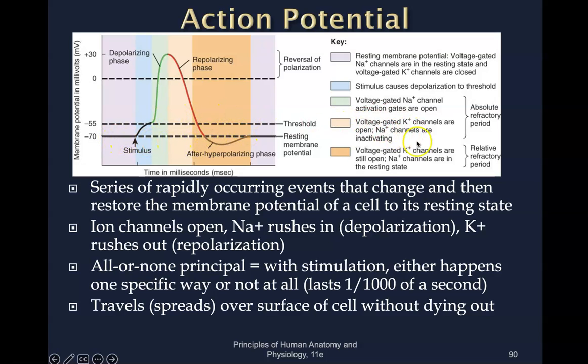Now, in this state, our sodium channels are inactivated because the inactivation gates are closed, and those cannot be triggered to open, okay? Then we're going to hit what's called our hyperpolarization phase, okay? And here, this is just where our potassium channels have stayed open, and they've allowed a little excess potassium out, which brought us below that negative 70 millivolts, okay?